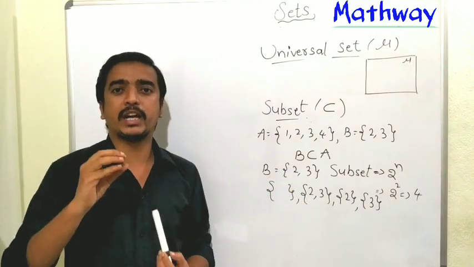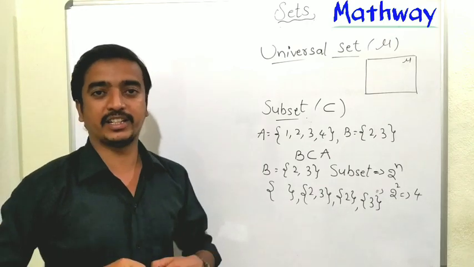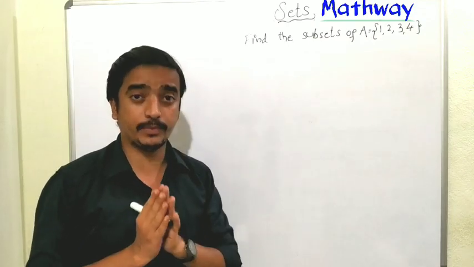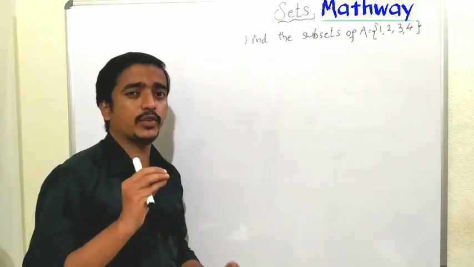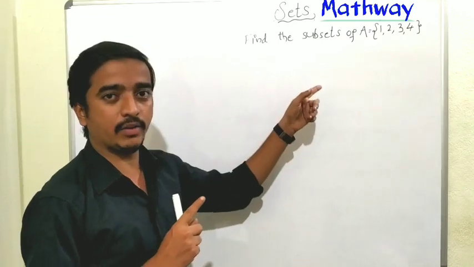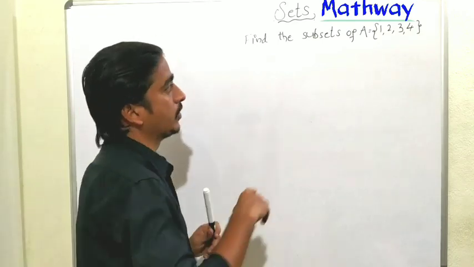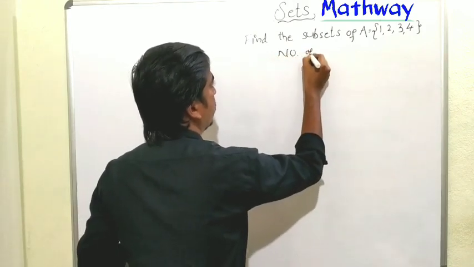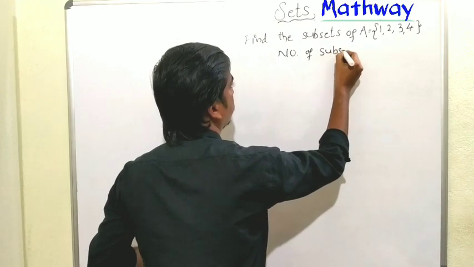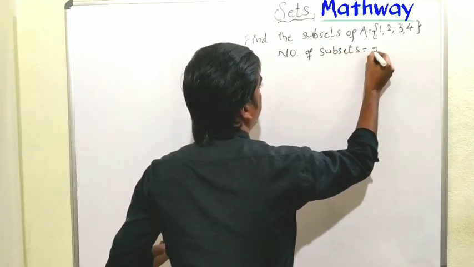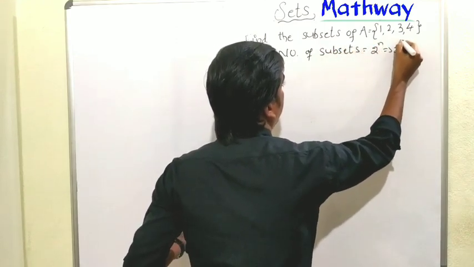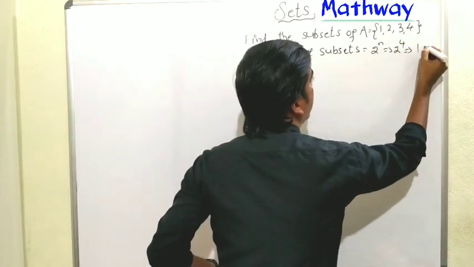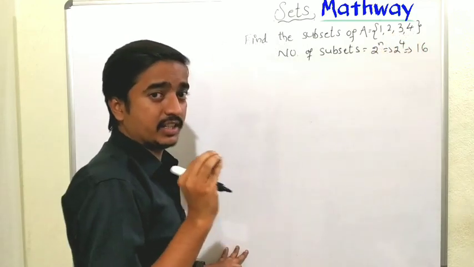Let us take one more example to find the number of subsets for a set. Find the subsets of A = {1, 2, 3, 4}. First, let us know how many subsets the set would have by using the formula 2 power n. So here the number of elements is 4. So the number of subsets equals 2 power n. It means 2 power 4. So what is the value of 2 power 4? 2 to the 4, 4 to 8, 8 to the 16. So this set has 16 subsets.